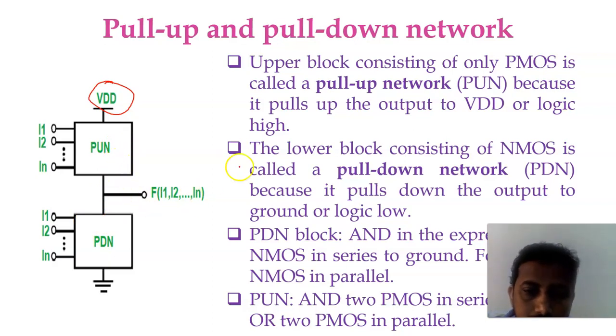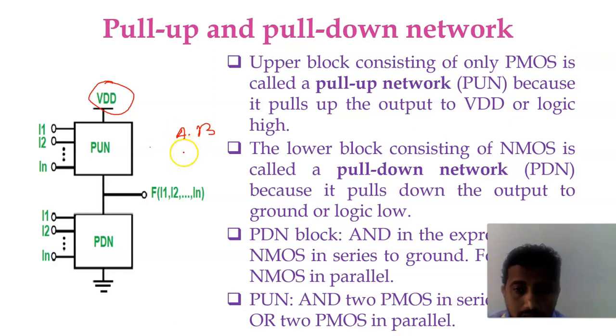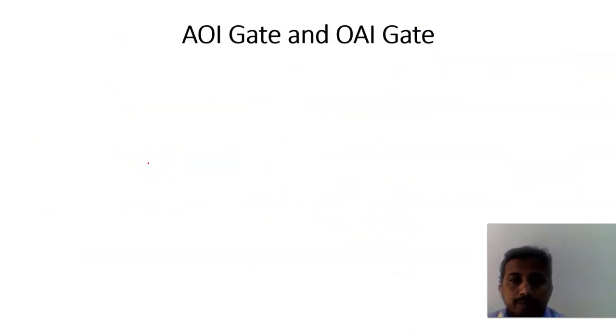So one more thing you can remember over here. Whenever you are having an AND expression, meaning A dot B, usually we will go for two NMOS transistors connected in series. The same thing when you go for PMOS, it would be connected in parallel. So this is the pull up and pull down network. How would this be?